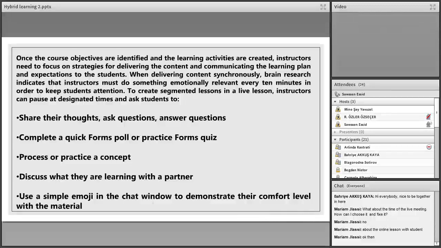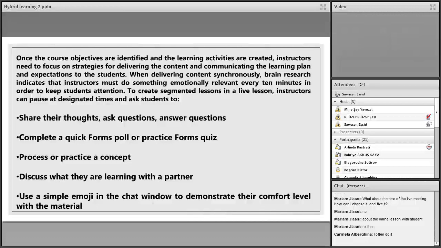keep students' attention. To create a segmented lesson in a live lesson, instructors can pause. "Okay, now I'm going to stop for a while and see if my students are really following me, if everything is okay with them, if they have understood everything" at designed times, and ask students to share their thoughts. They can talk to you, they can share their thoughts, they can ask questions or answer questions, or you can do more than that. They can complete a quick poll or practice forms quiz, for example.